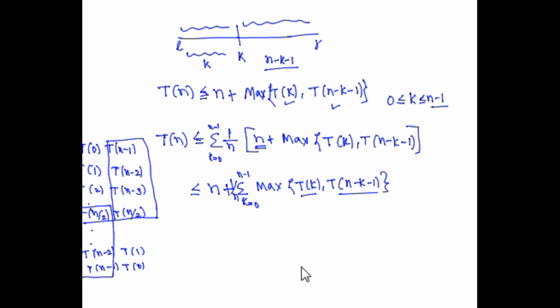In any case, when you take the maximum of T of k and T of n minus k, for k smaller than n by 2, the second term will be the dominating term, but after k becomes n by 2, the first term becomes the dominating term. So this summation can be written as, this is smaller than or equal to n plus 2 into 1 by n, summation k going from n by 2 to n minus 1, of T of k.